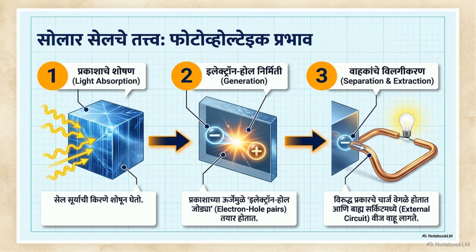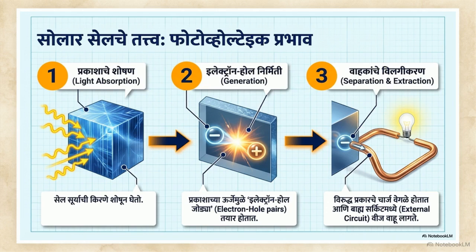Step 2 is generation. That absorbed energy acts like a microscopic billiard break. It knocks negatively charged electrons out of their normal atomic positions, leaving behind empty, positively charged spaces called holes. This creates what we call electron-hole pairs. Step 3 is separation and extraction.